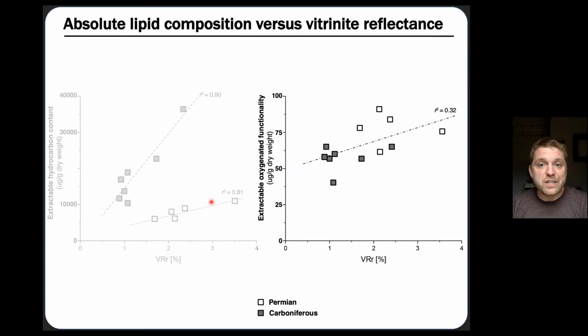If we do the same thing for the extractable oxygenated functional groups, we once again see a positive, upwards relationship between the amount of extractable oxygenated functional groups in micrograms per gram dry weight as compared to vitrinite reflectance. Although the variability explained by this relationship is quite low as compared to our extractable hydrocarbons versus rank.